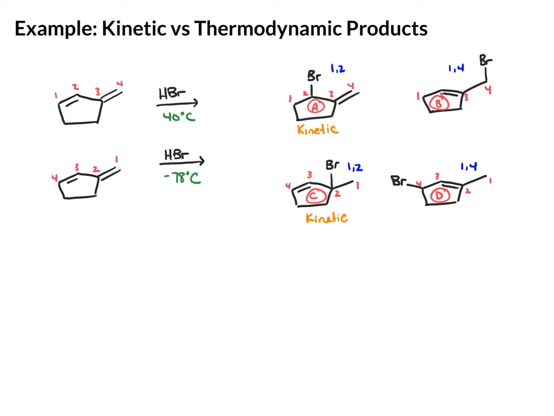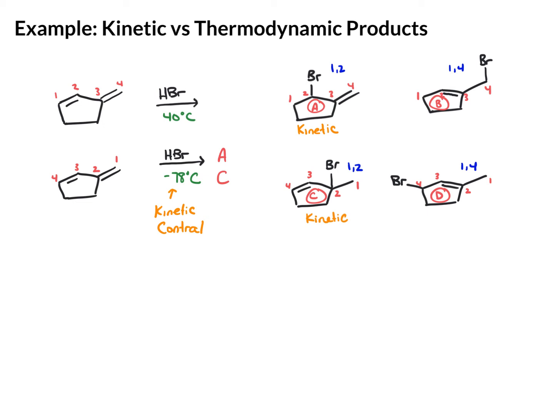Okay, kinetic control happens at a low temperature. So in that case, we're going to get the kinetic products A and C. So if you do this reaction at minus 78 degrees, the products that you're going to get, you'll get product A and product C.